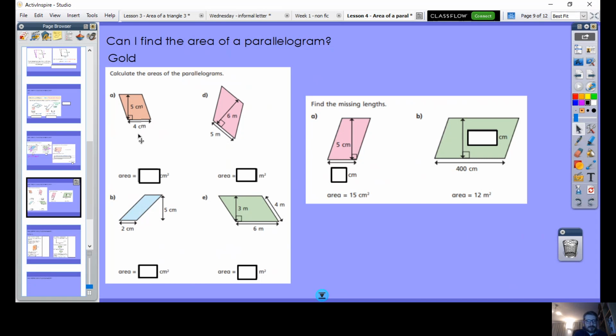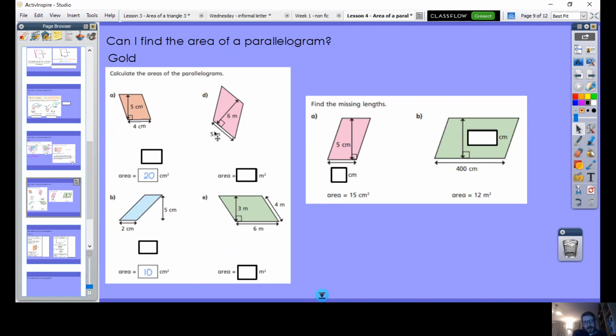Okay, the first one, so we follow our calculation. Where's the base? Here. Where's the perpendicular height? Here. 4 times 5 is 20. Down here, the base is 2, the perpendicular height is 5, so we do 2 times 5, which is 10.